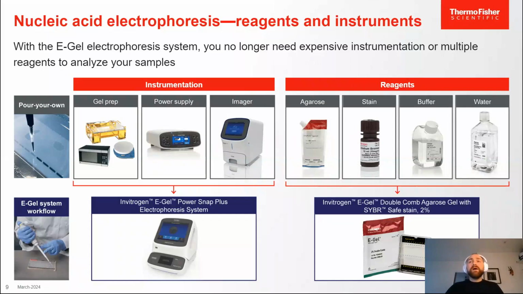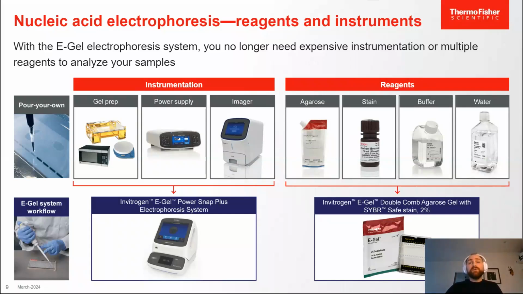So we have agarose. It can be in the form of a pouch, like powder agarose, or it can also be in tablet form. We'll show you later. You need the stain. The most common stain is ethidium bromide for making your own agarose gels. And then you have buffers as well as water to dilute the buffers.